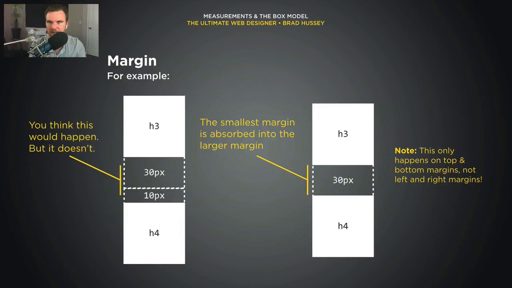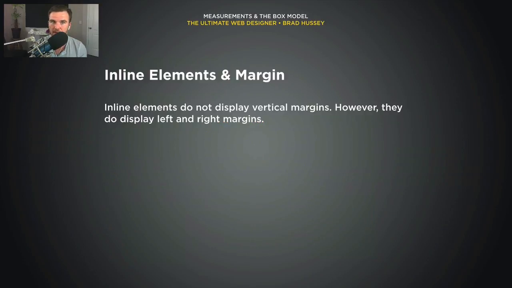Here's an example of exactly what I just said. So on the left side of the screen here, you'd think that this would happen. The level 3 heading has 30 pixel bottom margin, and the level 4 heading has a 10 pixel top margin. You'd think that they would sit on top of each other like so, adding up to 40 pixels of total margin. However, on the right side of the screen, this is actually what happens. The smallest margin is absorbed into the larger margin, so there's really only 30 pixels in between the two. Now, keep in mind, this only happens on top and bottom margins, not left and right margins.